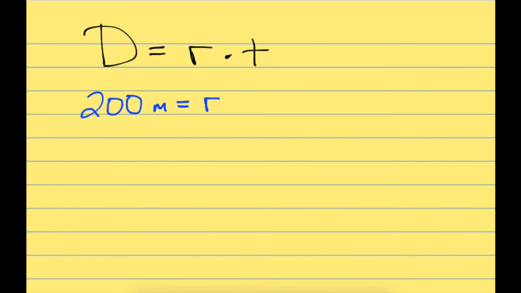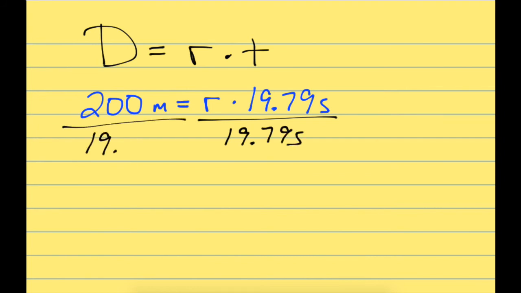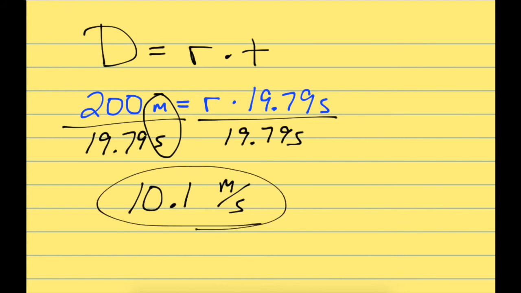Do we know his time? Yes, his time was 19.79 seconds. So to solve for R, since I've got R times 19.79 seconds, I want to divide by 19.79 seconds. And what do I get when I divide 200 by 19.79 seconds? Approximately 10.1 meters per second. There's my answer.